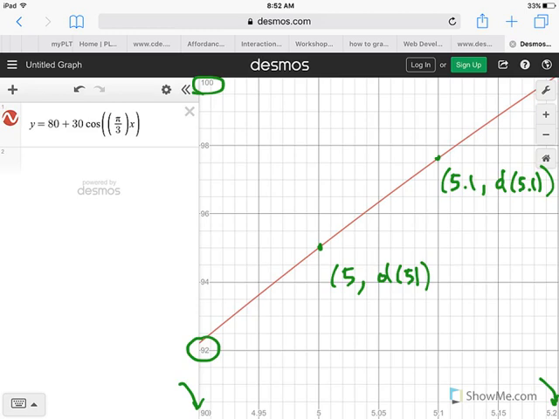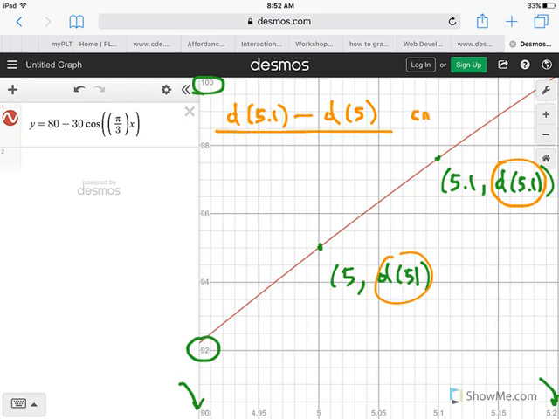How is this related to the average rate of change of d from t is equal to 5 to t is equal to 5.1? Well, how would you find the average rate of change? You use this formula. You would find the change in distance. So you would do d of 5.1, measured in centimeters, minus d of 5. How far was the pendulum from the wall at 5.1 seconds? And subtract from that the distance the pendulum was from the wall at 5 seconds. So that would be measured in centimeters.